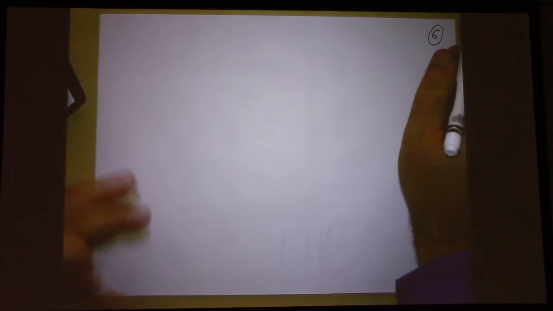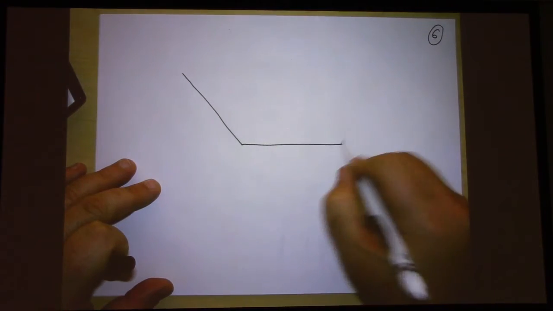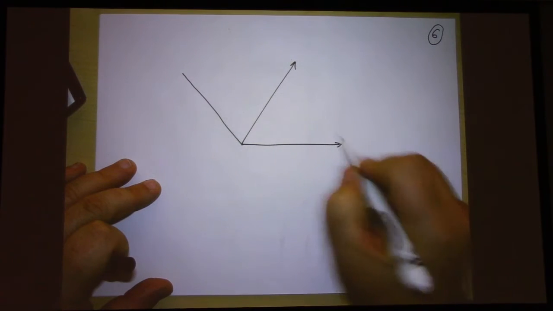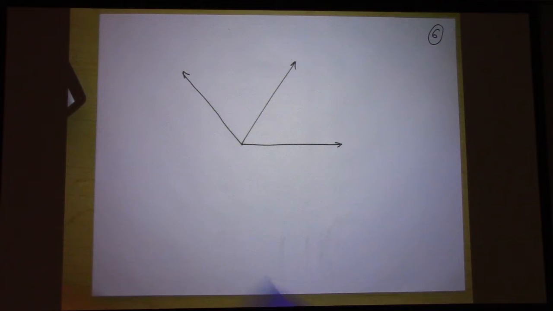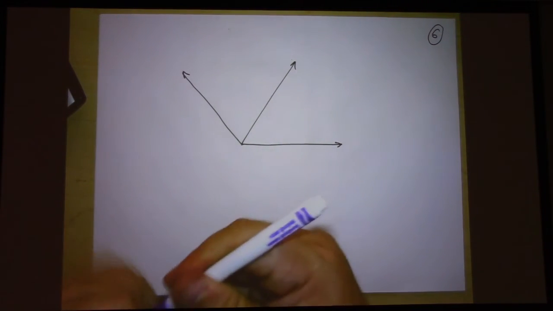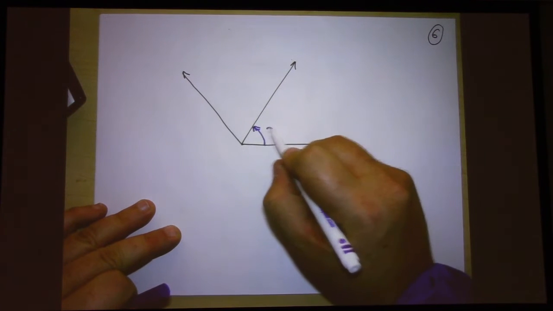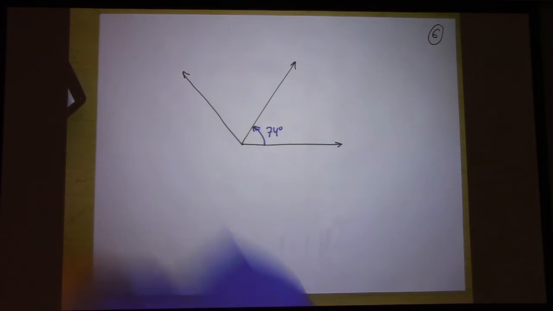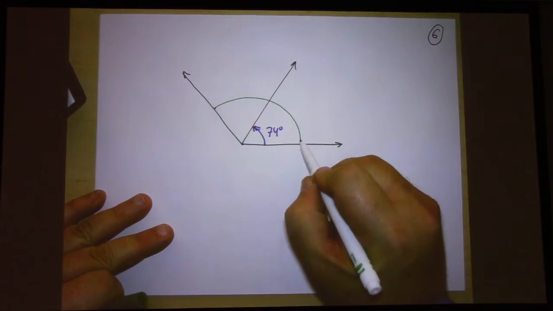Here, number 6, this one is about angles. Here you've got a picture that looks something like this. You've got 3 rays coming out of an origin. And I'll use some color coding here so you can see it better. We've got 74 degrees here, all right? And you've got 145 degrees out to there.